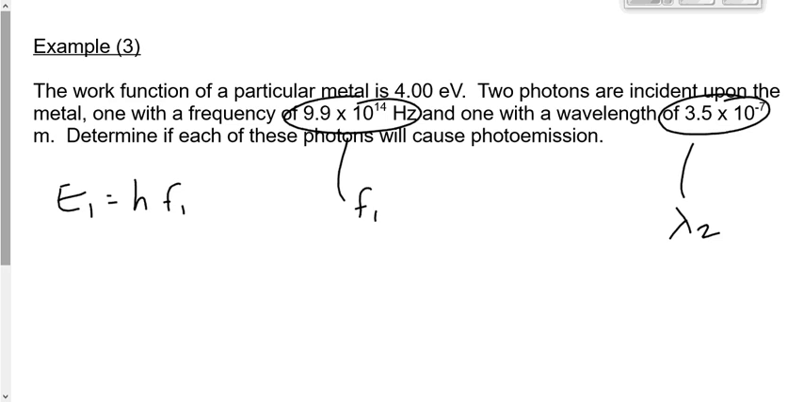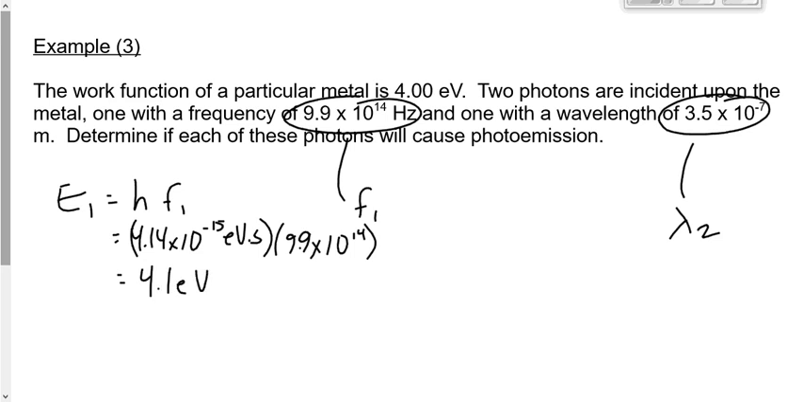What value of Planck's constant do you want to use here, by the way? I might as well do the eV one. 4.14 times 10 to the negative 15 eV times seconds times the frequency f1, 9.9 times 10 to the 14. That gives me an E1 value of 4.1 eV.